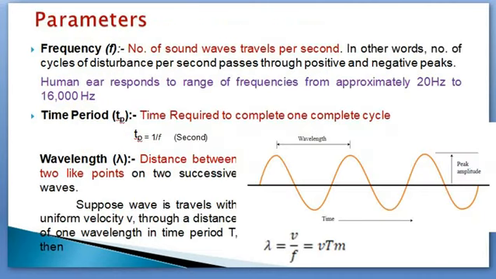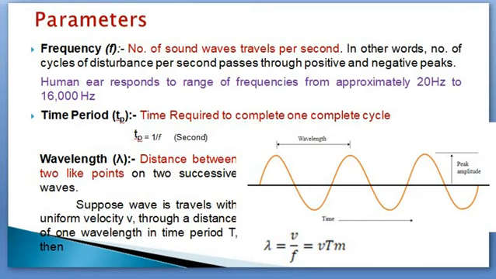Now there are a number of parameters involved with respect to sound. The first most important parameter is the amplitude. It is similar to your general vibration problem. The maximum peak from the mean position is called the amplitude. The second one is the frequency. The number of sound waves traveling per second is called the frequency. In other words, the number of cycles of disturbance per second passing through the positive and negative peaks is called the frequency. Generally, the human ear responds to a frequency range from approximately 20 Hz to 16,000 Hz.